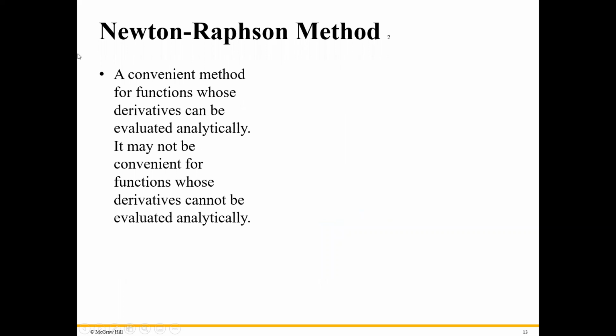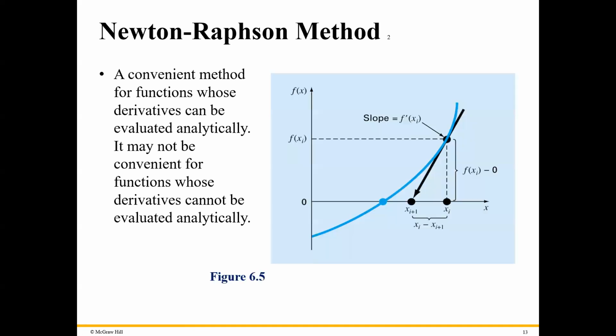So it is actually a convenient method for functions whose derivatives can be evaluated analytically. It may not be convenient for functions whose derivatives cannot be evaluated analytically. As you can see, it requires finding the derivative of the function. So for example, if it is sine x, the derivative will be cosine x. If the function is x cubed minus x squared, the derivative will be 3x squared minus 2x. So for these kinds of functions, we can find the derivatives easily.